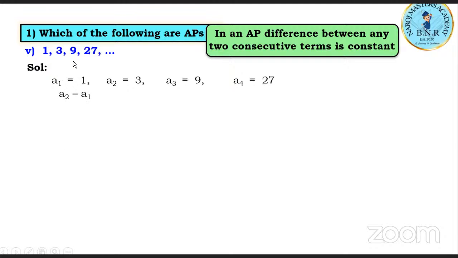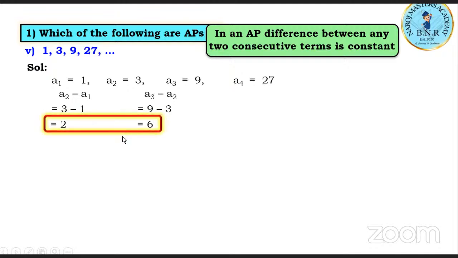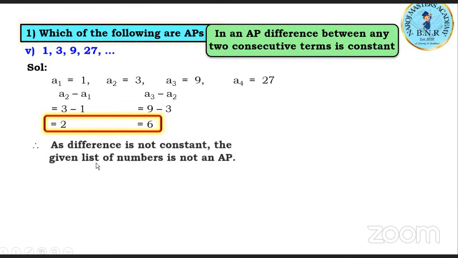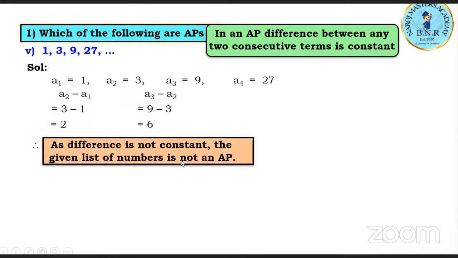So here we call them A1, A2, A3, A4. The difference between the first two is A2 minus A1. What is the value of A2? 3, and A1 is 1. So 3 minus 1 is 2. The next step is A3 minus A2. A3 is 9, minus A2 which is 3. The difference is 6. Can we say it is an AP? No, sir. Why? As the common difference is not constant, the given list of numbers is not an AP.